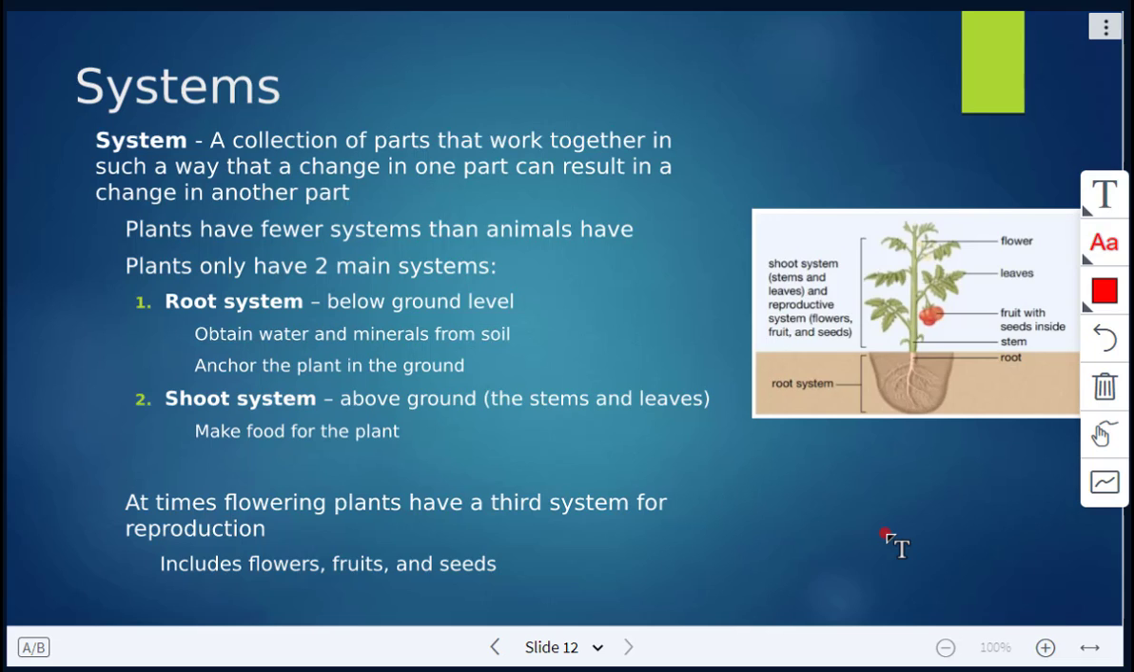And then we have the shoot system, which is above ground. It includes the stems and the leaves. And that's where photosynthesis occurs to make food for the plant. And sometimes, flowering plants will also have a third system for reproduction, and that will include flowers, fruits, and seeds. Okay, and it's above ground here. Reproductive system includes flowers, fruit, and seeds. So here is a fruit. It will have seeds inside.